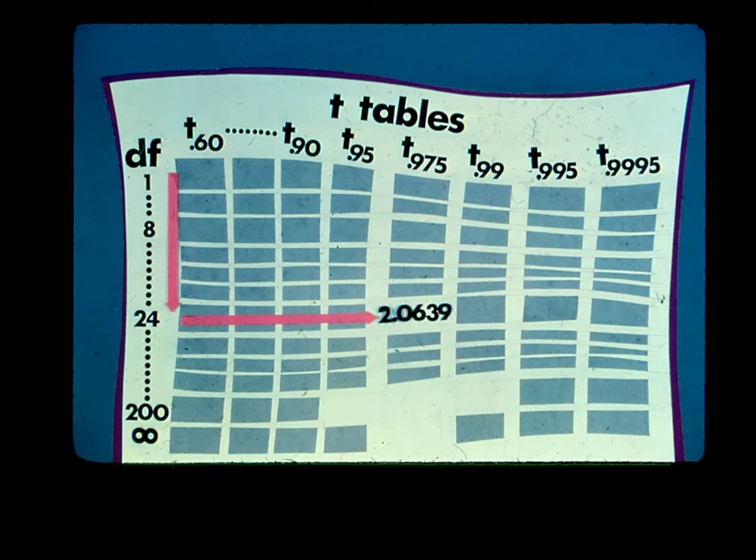To use this table to find the 97.5 percentile of t with 24 degrees of freedom, proceed down the degrees of freedom column at the left until 24 is located, and then proceed across until the column headed by t sub 0.975 is found. The number corresponding to the intersection of 24 degrees of freedom and t sub 0.975 turns out to be 2.0639, which is the percentile we seek in the example just discussed.